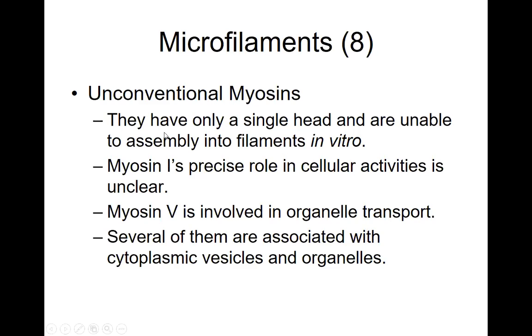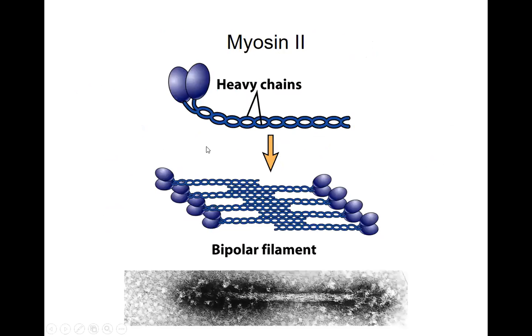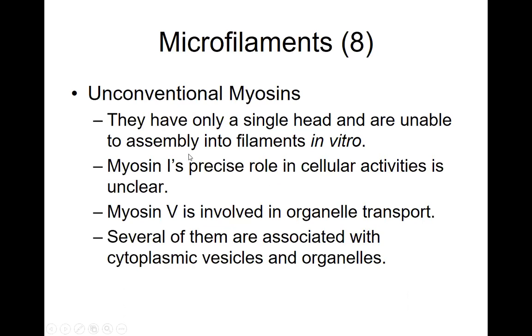The unconventional myosins are more relevant to our discussion today. They have a single head and they cannot form filaments. That's why I kept this slide: this filament structure that we see in type 2 myosins, which are seen very commonly in the sarcomere, is missing in the unconventional myosins because there is absolutely no need to form filaments. The myosins here are functional simply to carry vesicles or organelles. Myosin 5, as I was mentioning, is primarily involved in organelle transport, and many of them are associated with vesicles and organelles.